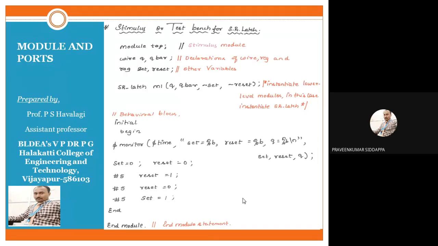Okay, so after that, begin should be omitted. So because of that, mention it for 0 time units: set is 0, reset is 0. Next, after 5 time units, set equals 0, reset equals 1. You should write it, no problem. Next #5, set is 1, reset is 0. In this pattern you can write it, no problem. Both you can mention.